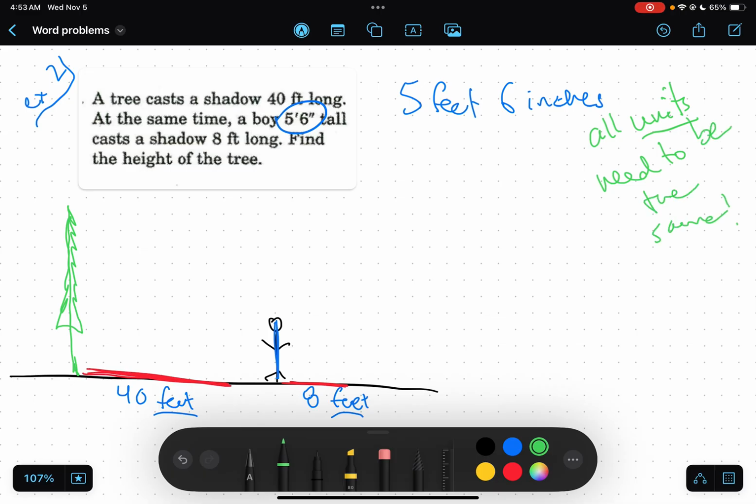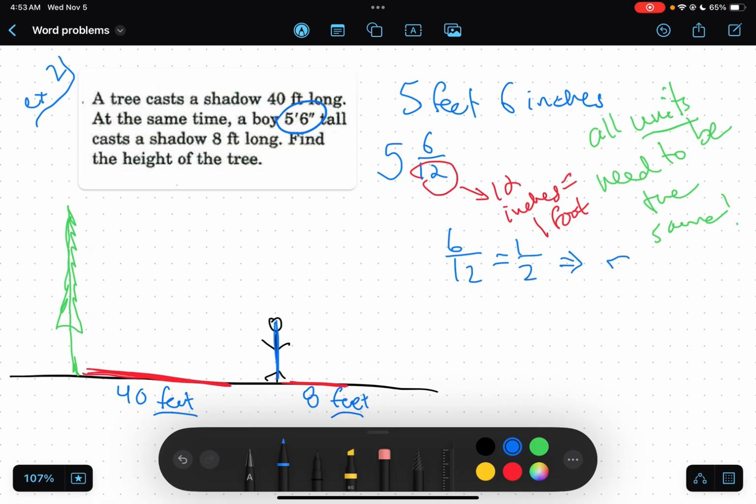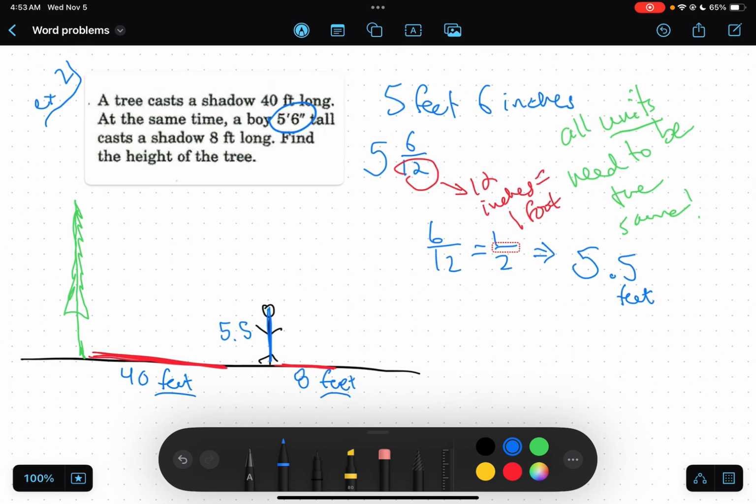So how can I turn 5 feet 6 inches into feet only? Well, it's going to be 5 feet, and then there's 12 inches in a foot. And so now if I set it up as a fraction, well, 6/12 is 1/2. And so I can write this as 5.5 feet. And so now I can set up my ratios because I have all the same units. So whenever you see inches and feet, try to turn it into the same units to make sure that your proportions make sense when you solve them.